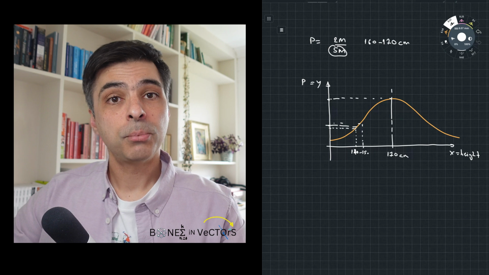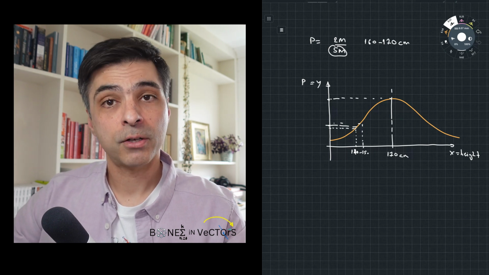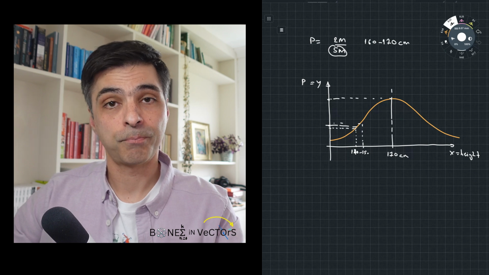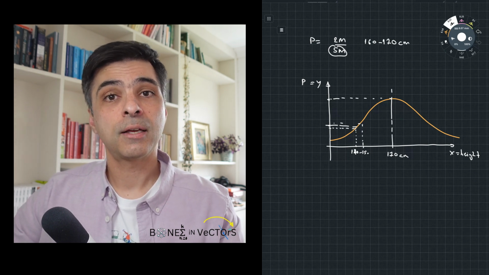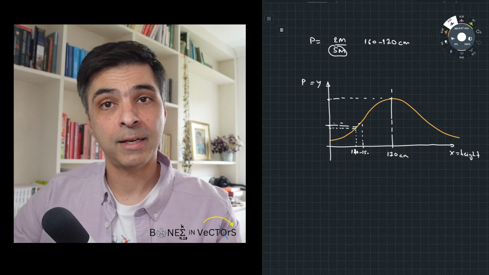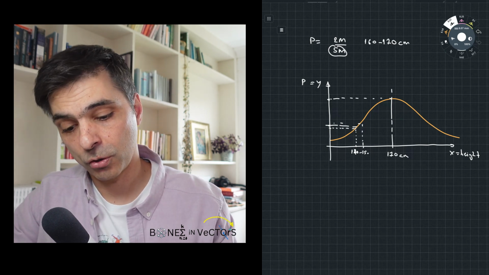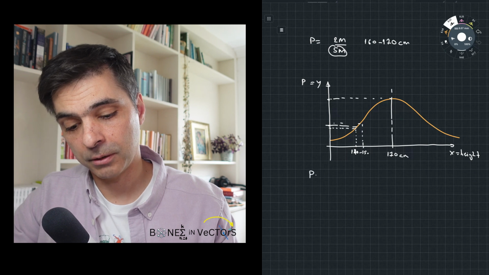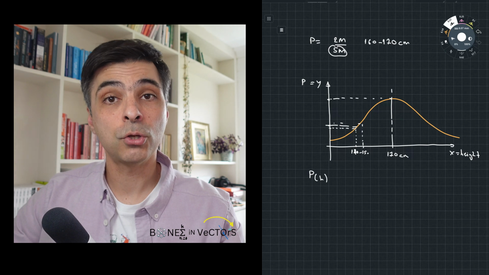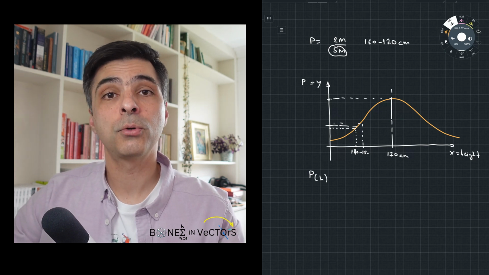Distribution is a simple term for describing a function. So instead of saying the function of the probability relative to the heights, we say the distribution of the heights within a population.